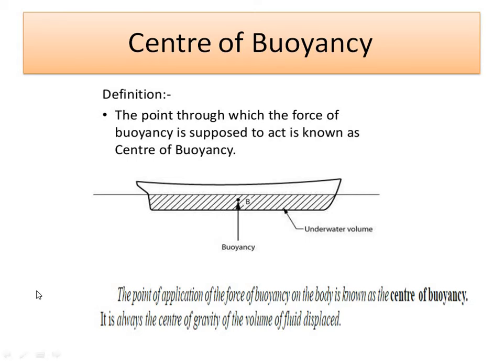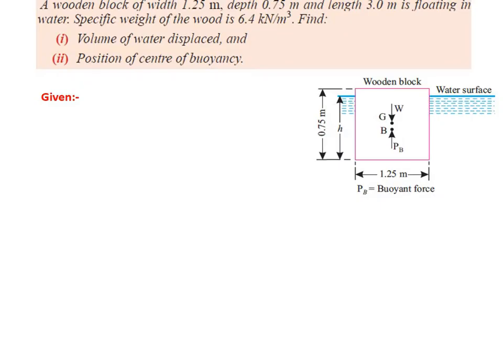The point of application of the force of buoyancy on the body is known as center of buoyancy, and it is always the center of gravity of the volume of fluid displaced. Okay. Now, based on this, we will see some examples. A wooden block of width 1.25 meter, depth 0.75 meter, and length 3 meter is floating in the water. The specific weight of wood is 6.4 kilonewton per meter cube. Then find the volume of water displaced and the position of center of buoyancy.